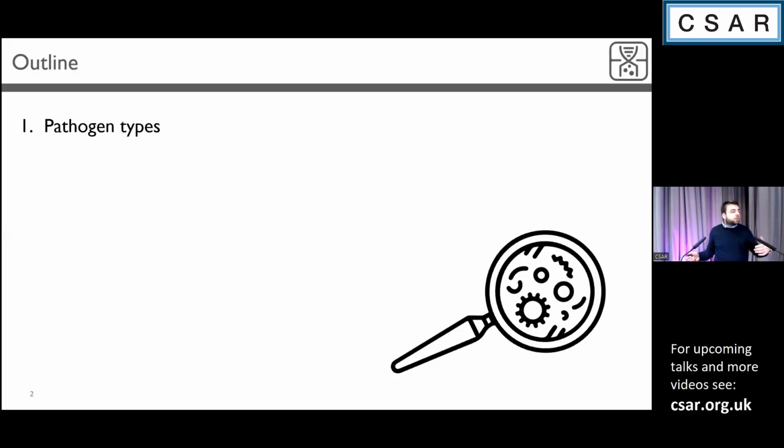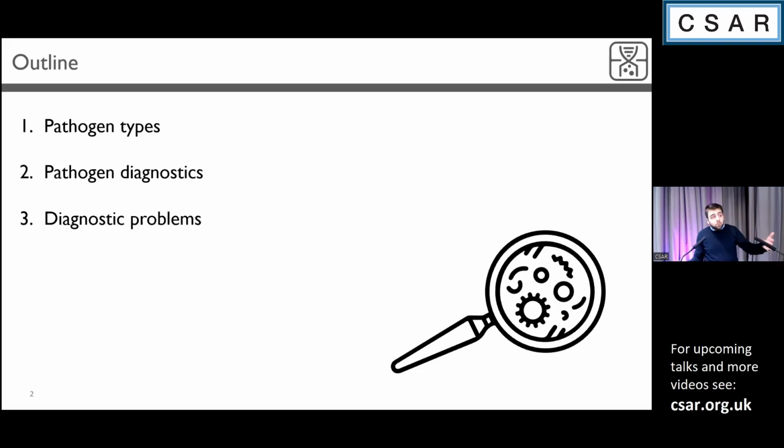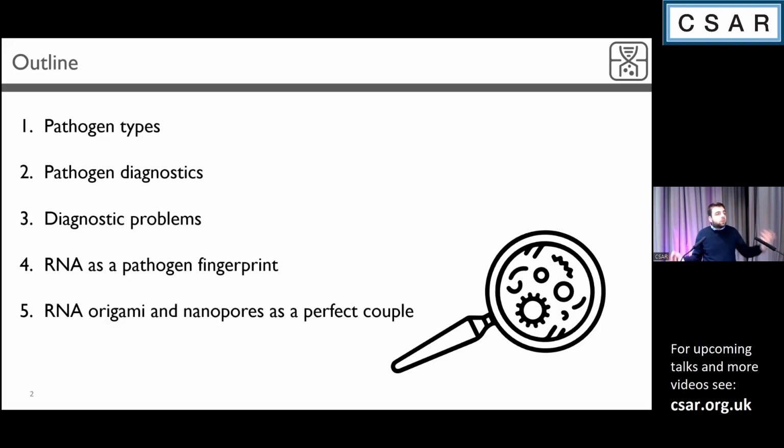First, the outline of this short talk: we'll talk about the pathogen types, what pathogens can be. Then we will talk about pathogen diagnostics, the problems that we face today, as well as how we can use a molecule called RNA as a pathogen fingerprint, and how we combine two techniques that we use in the Department of Physics. One is origami and one is nanopores. And finally, what we can achieve with it.